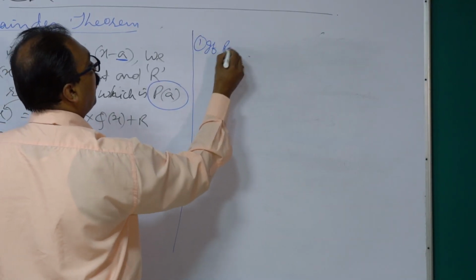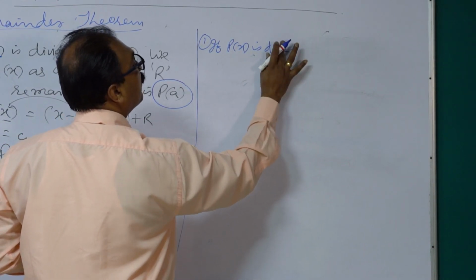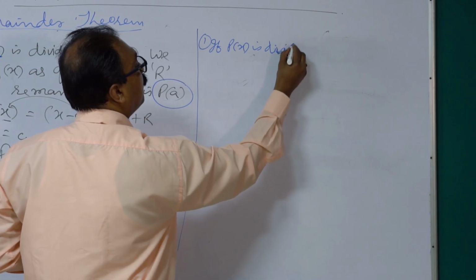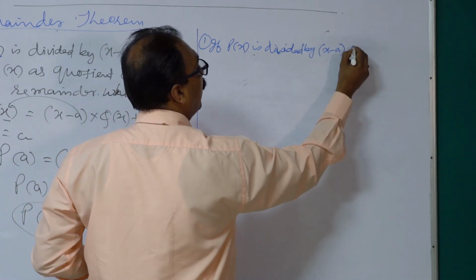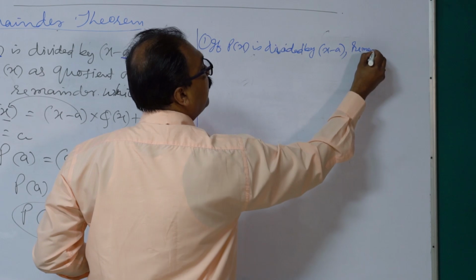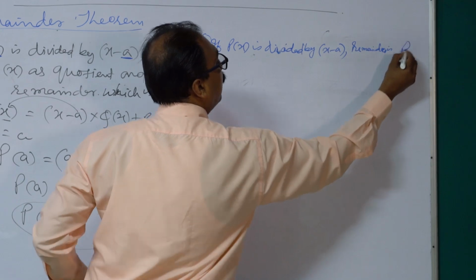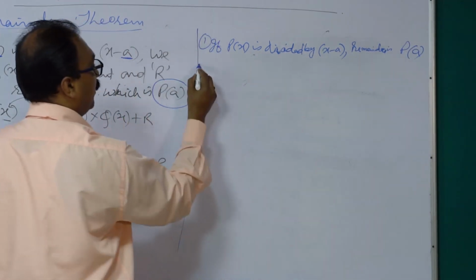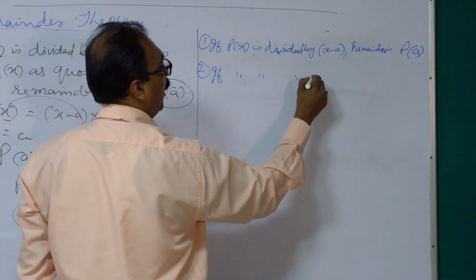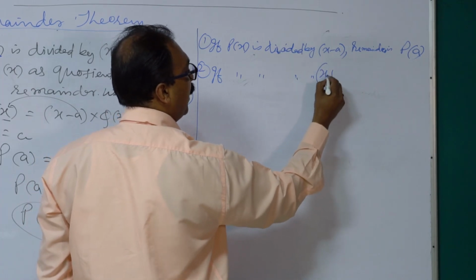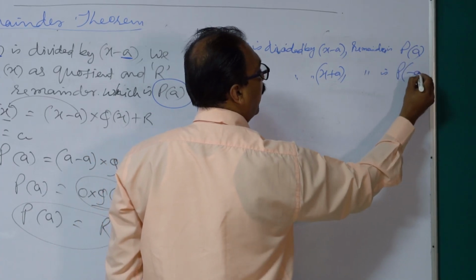Number 1: if p of x is divided by x minus a, the remainder is p of a. Number 2: if p of x is divided by x plus a, same words, the remainder is p of minus a.